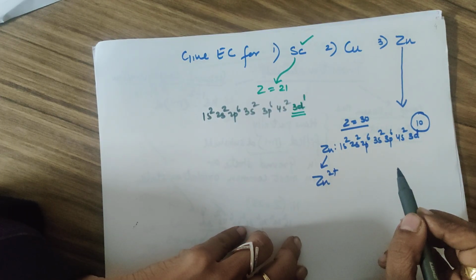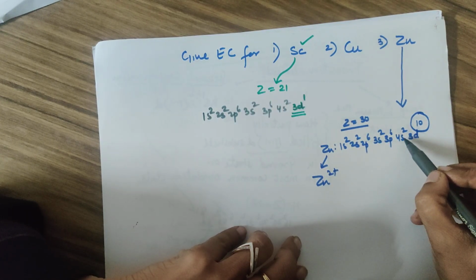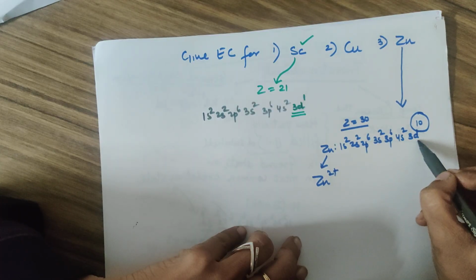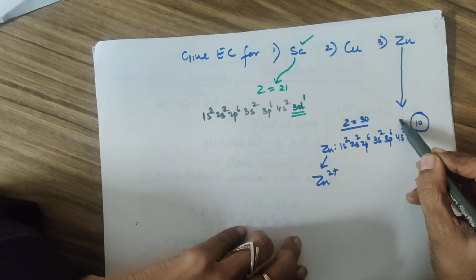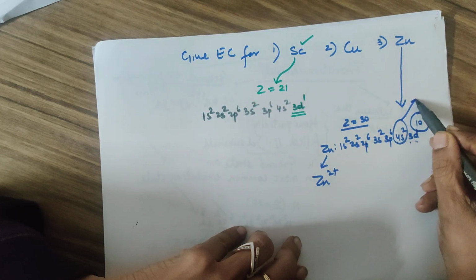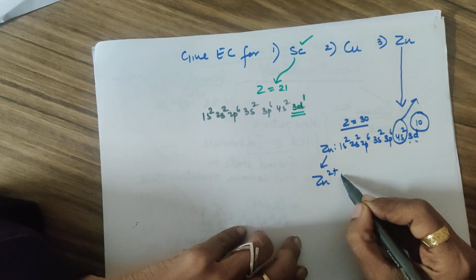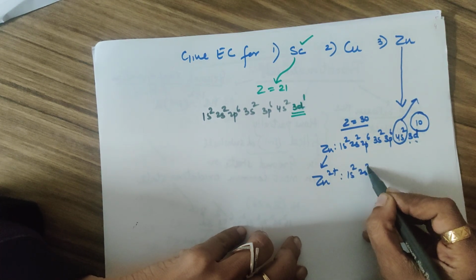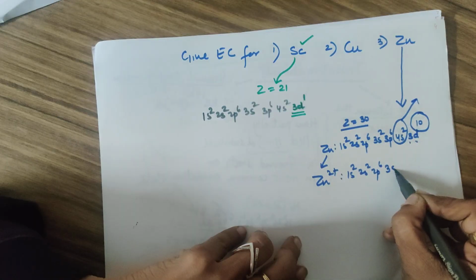This is where you are going to make a mistake. Where will you remove the electrons from? The electrons are not to be removed from 3d. It is not the outermost shell. The outermost shell is 4s, and you will remove these 2 electrons, which means your configuration for zinc 2 positive becomes like this.